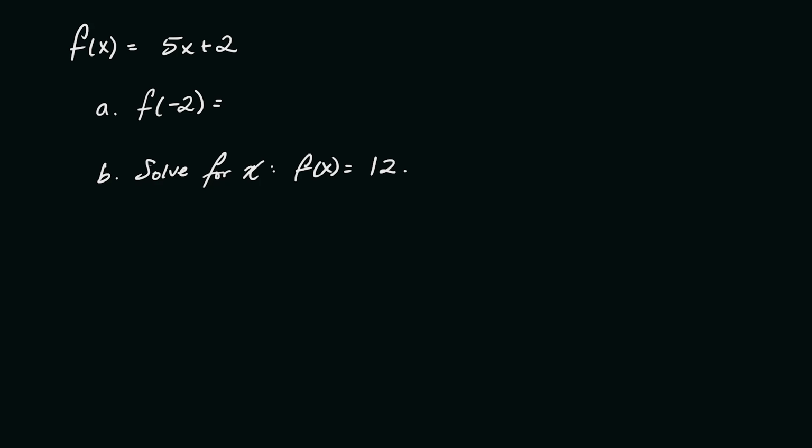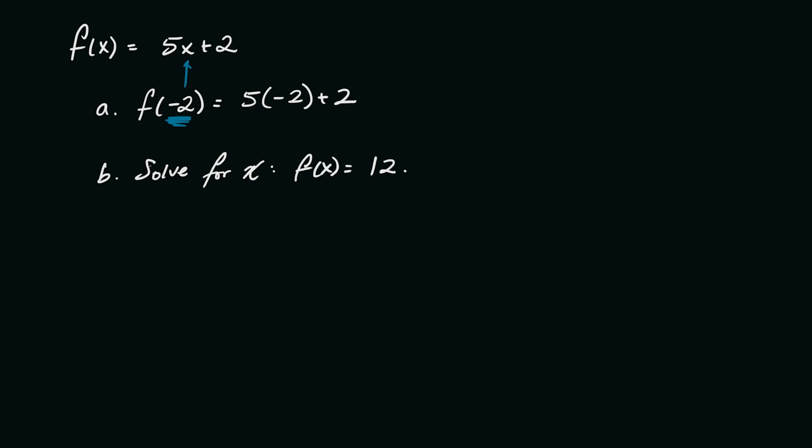Alright, so hopefully you just looked at it. Our input here is negative 2 for a. Since our input is negative 2, we can just plug this into the x here. So this would be equal to 5 times negative 2 plus 2.